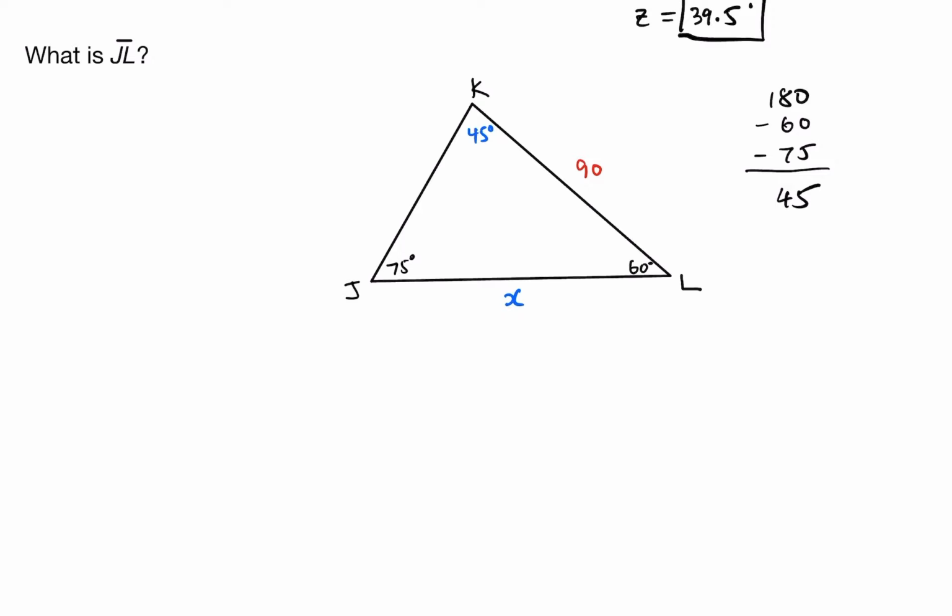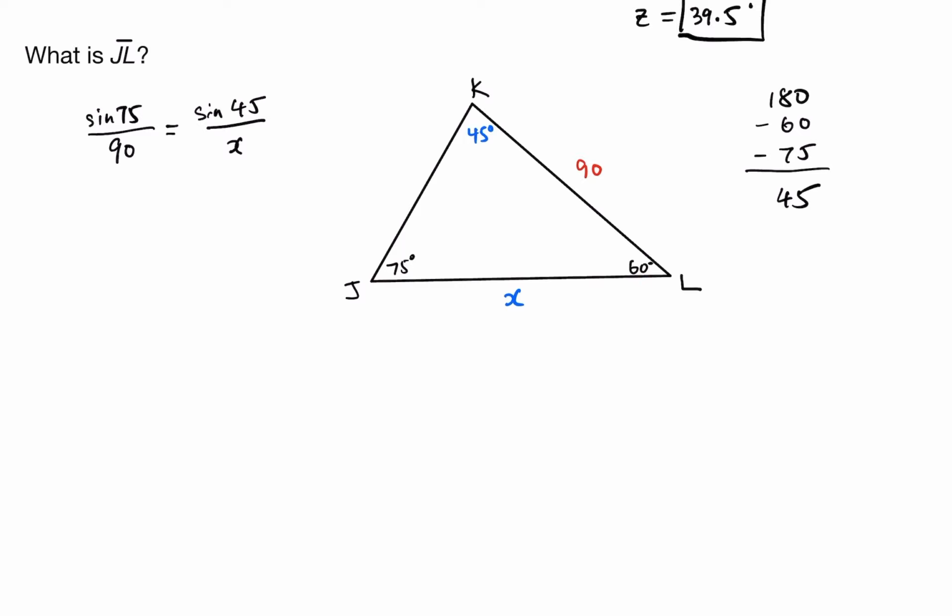Okay, so if we use the law of sines, then what we will get is the sine of 75 over 90 is equal to the sine of 45 over x. So the sine of 75, the angle, divided by the side opposite that angle, is equal to the sine of the angle 45 over the side opposite that angle, which is x.